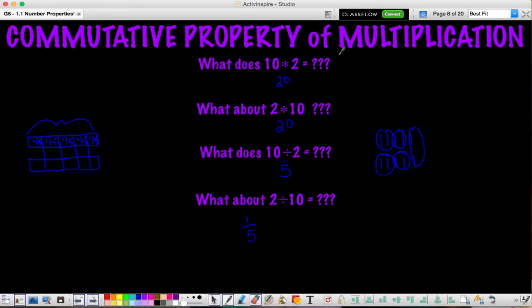So notice it's addition and multiplication that have all these properties, because addition and multiplication are the only operations that allow us to move numbers around and still get the same answer. So again, just like no subtraction, no division. Does not work for commutative or associative.